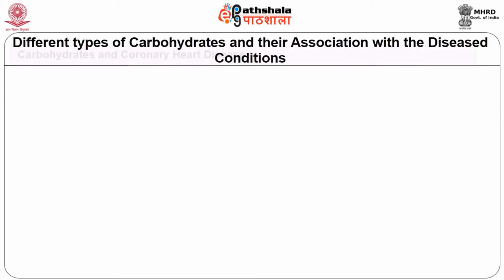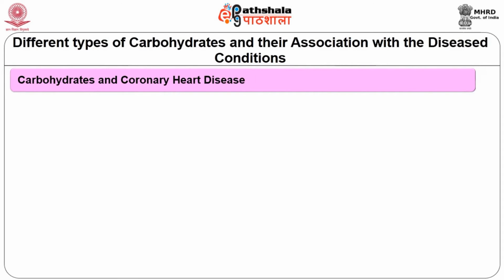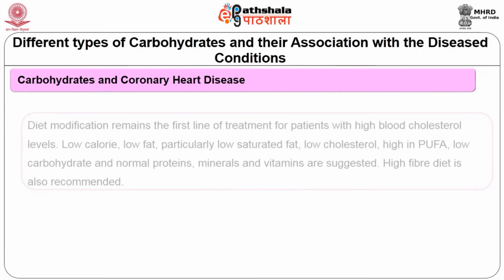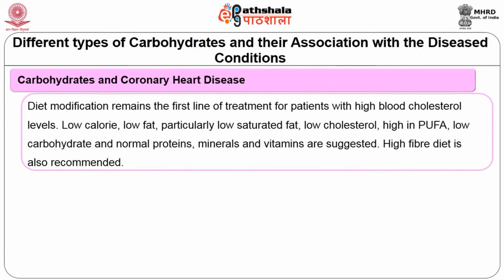Next one, carbohydrates and coronary heart disease. Diet modification remains the first line of treatment for patients with high blood cholesterol level. Low calories, low fat, particularly low saturated fat, low cholesterol, high in polyunsaturated fatty acid, low carbohydrate and normal protein, vitamins and minerals are suggested. High fiber diet is also recommended.